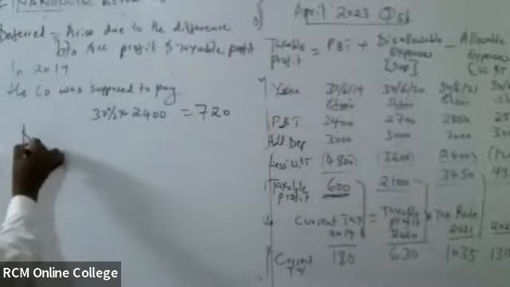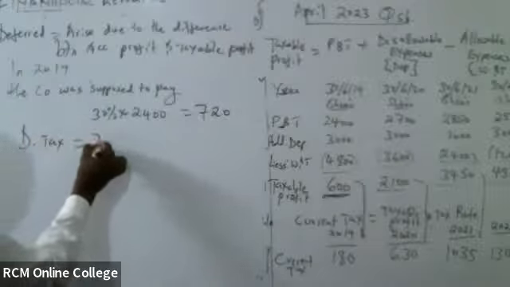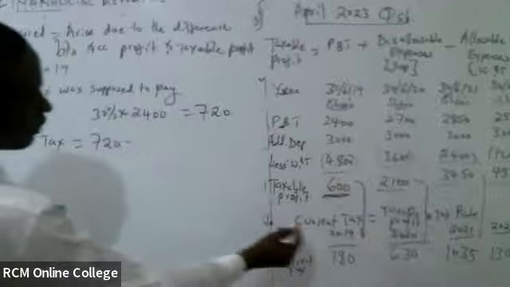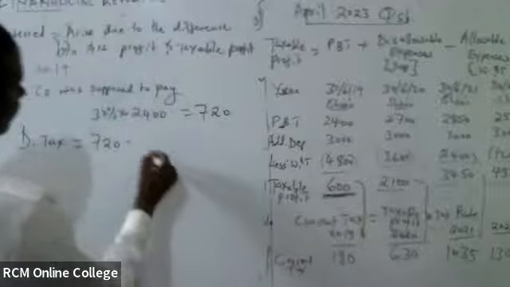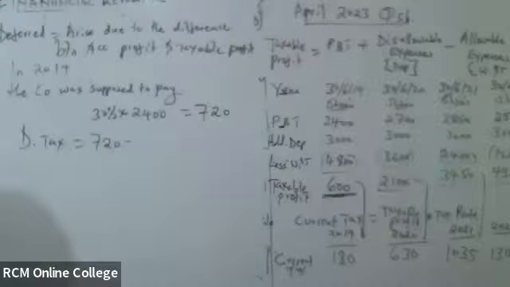So how do we get deferred tax for that year? Deferred tax for that year is equal to 720 minus the 600. Si ndio? Taxable profit si tuko nayo pale. Taxable profit ni ngapi?